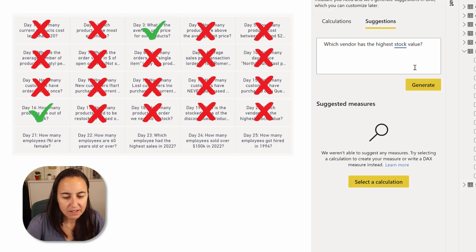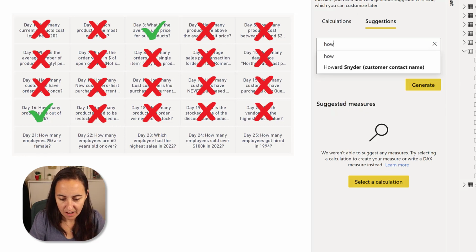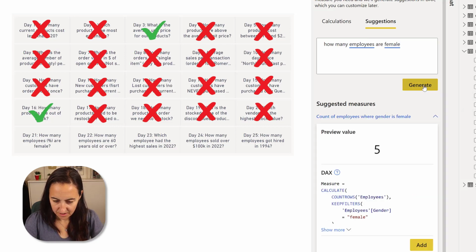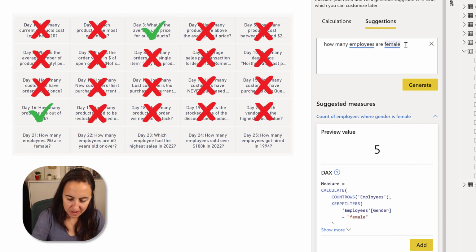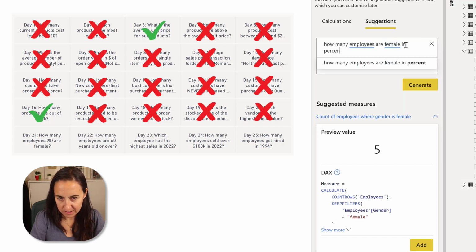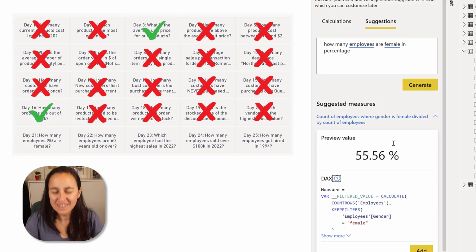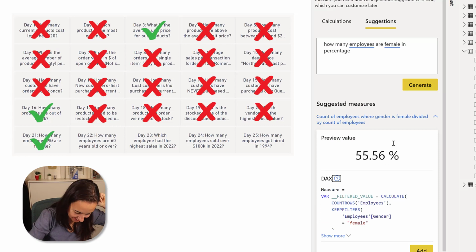21. How many employees are female? Ooh, that it should get. How many employees are female? 5. Is that correct? What question of it? 20. I'm checking on my cheat sheet. Yeah, how many in percentage? In percentage. 56. We got another one. Houston, we got a winner.